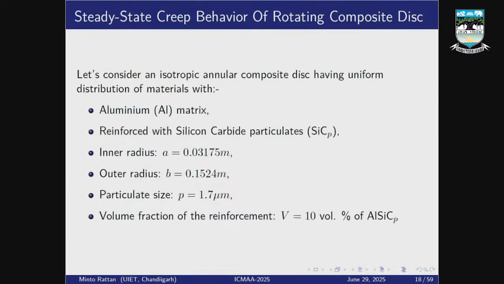Let us consider an annular disc of aluminium matrix reinforced with silicon carbide particulates, having inner radius a to be 0.03175 meters and outer radius b to be 0.1524 meters. The particulate size of the material, denoted by P, is taken as 1.7 micrometers, and the volume fraction of the reinforcement, denoted by V, is considered to be 10 volume percent of the constituent material.